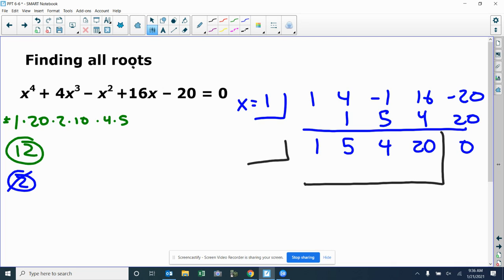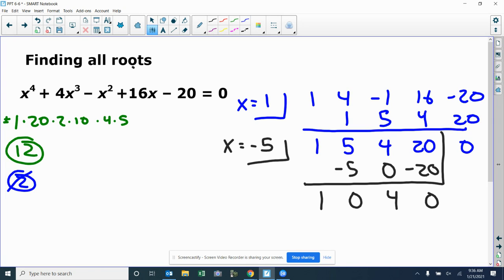Let's try -5. 1 comes down, -5 here gives me 0 here, which gives me 0 here, gives me 4 here, which gives me -20 here. Thank you very much. That one does work. So we got 2 of our 4.